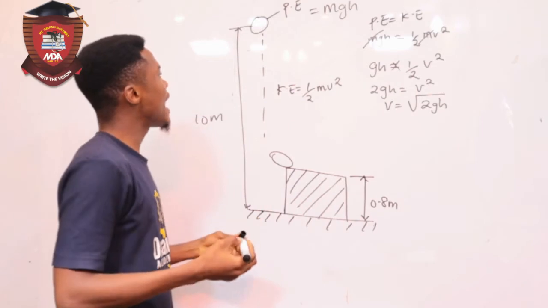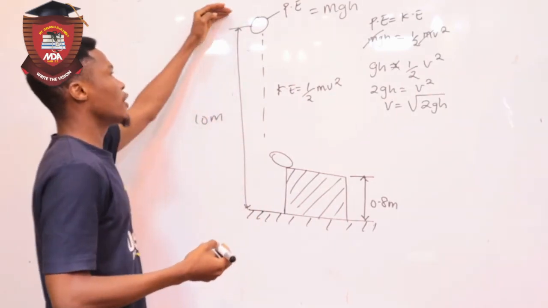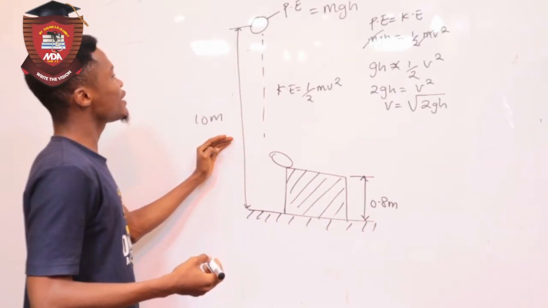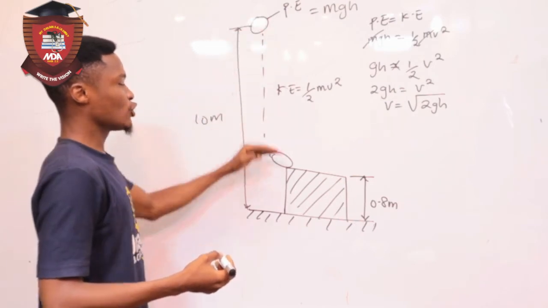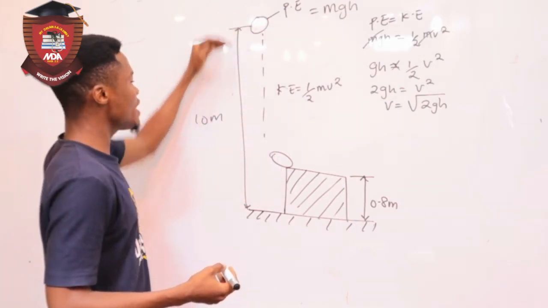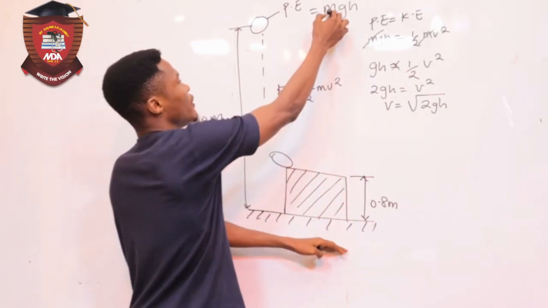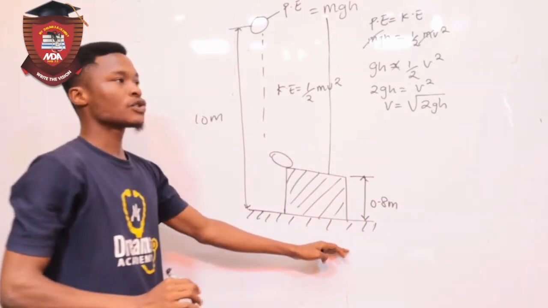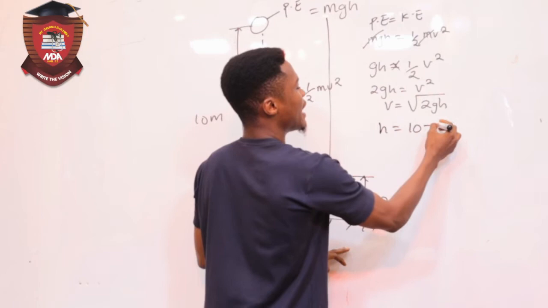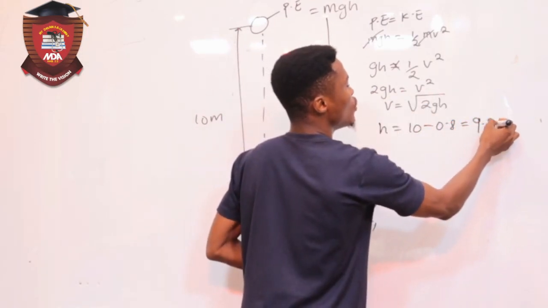Now, but the answer is simply the object did not fall down to the ground. Assuming it fell to the ground, we would have used 10. Okay, so the object is falling from that height to the platform. So the height we are going to make use of is the difference between this and this, because the object is really falling from here to here. So that is our height now. Okay, so h is equal to 10 minus 0.8, and that will give us 9.2 meters.